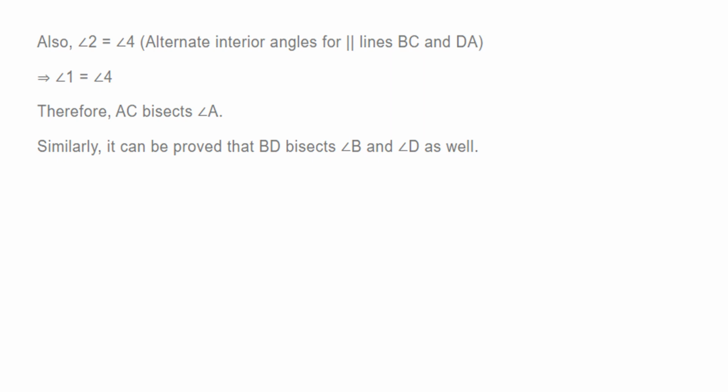Next, if 2 equals 4, alternate angles are also equal, then 1 equals 4 also, so AC bisects angle A also. Similarly, you can prove BD bisects B and D as well.